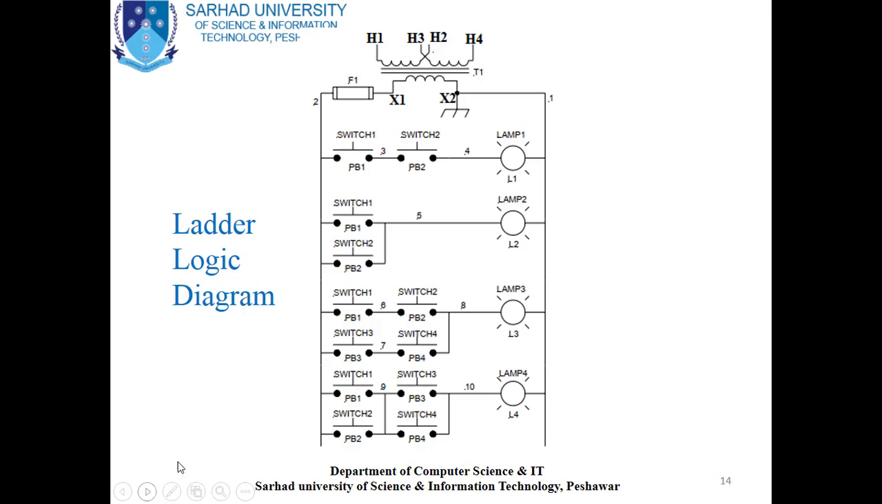Here you can see the ladder diagram of all the circuits. The first circuit is the AND circuit. The second one is the OR circuit. The third one is the AND OR circuit, and the fourth one is the OR AND circuit. So all these circuits have been shown in the ladder logic diagram. This is a very complex ladder logic diagram, but it is very easy. Switching to the next slide.